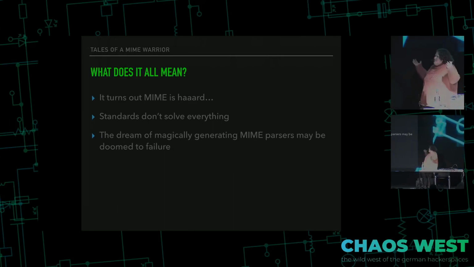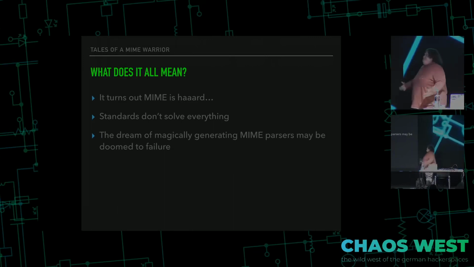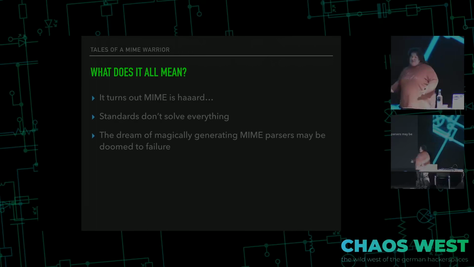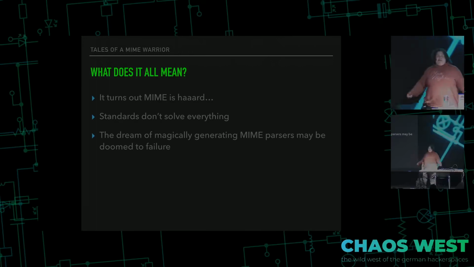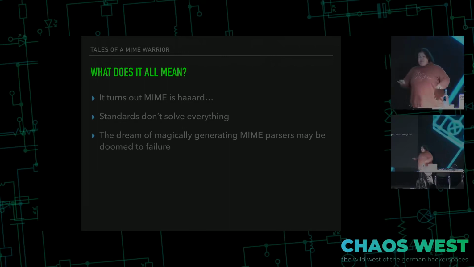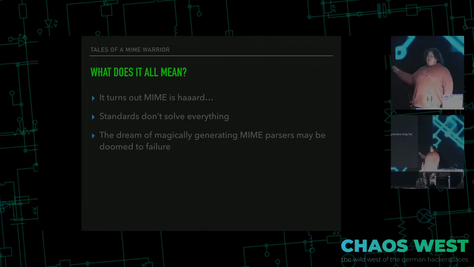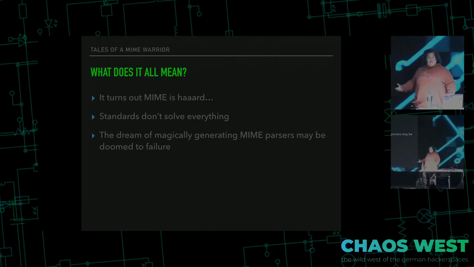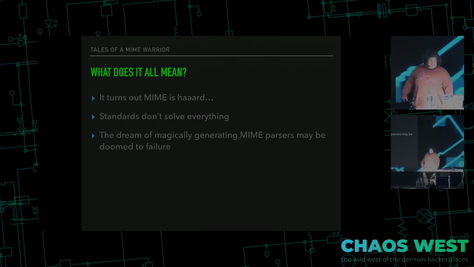Well, what does this all mean? For the domain we're in, it means that MIME is hard, and standards don't solve everything. My boss is a really bright guy, and he's really good at generation of code and all sorts of stuff. And he really wanted to be able to just generate a MIME parser. And it just turns out that I think that dream of magically generating a MIME parser may be doomed to failure, because figuring out what the actual grammar is for the moment is probably impossible.